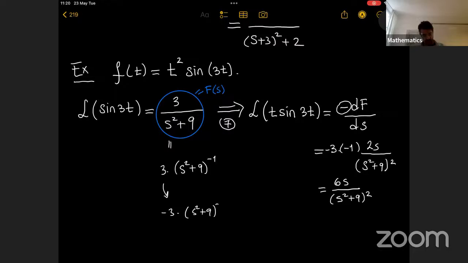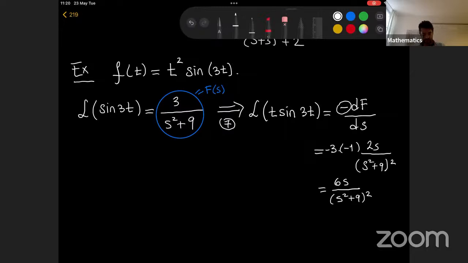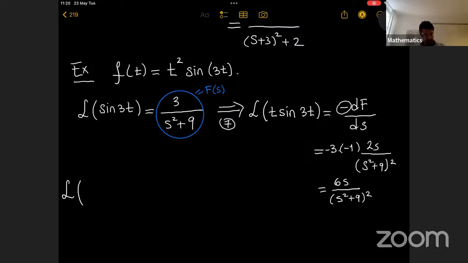Okay. All right. This is t times, right? t times sine 3t. Now we will find this one. L of t squared times sine 3t. So you apply this number 7 again. This function now, let's say this is now g of s. And t squared sine 3t is basically, again by 7 here, minus dg over ds, okay?